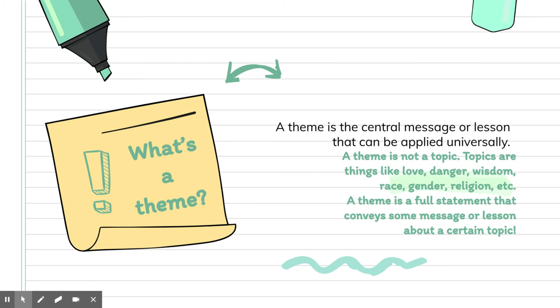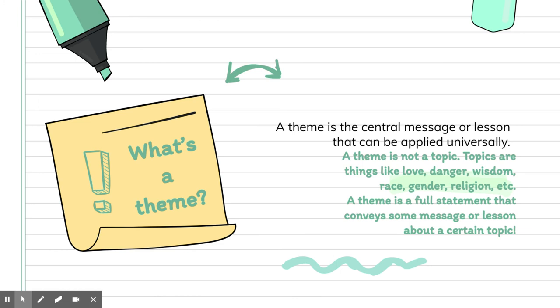It's universal. Now, a theme is not a topic, and we'll get more into detail about this later on this week. Topics are things like love, danger, wisdom, race, gender, religion. Those are topics. But a theme is a full statement that conveys some message or lesson about a certain topic.